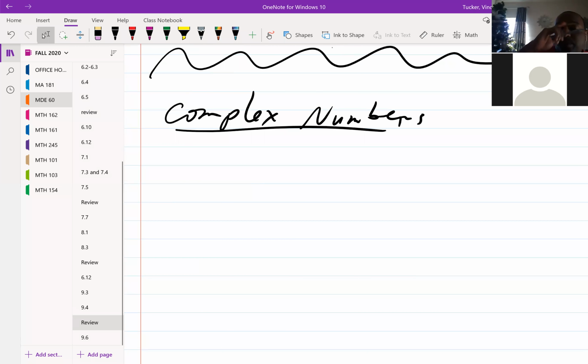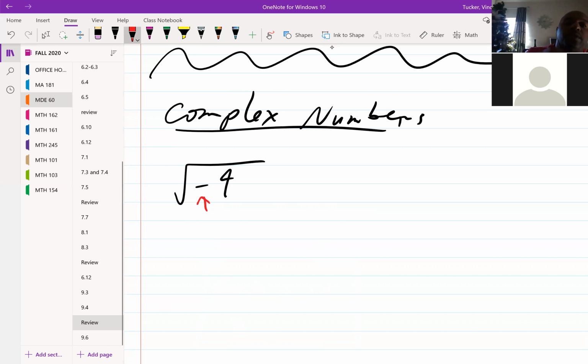Here, complex numbers. Remember we mentioned whenever you take the square root of a negative, you have to consider that, and really it's about the even root of a negative, but we're only dealing with square roots in this section. Whenever you have the square root of a negative, remember there's no way for you to actually take the square root of a negative value, so that creates an imaginary number.